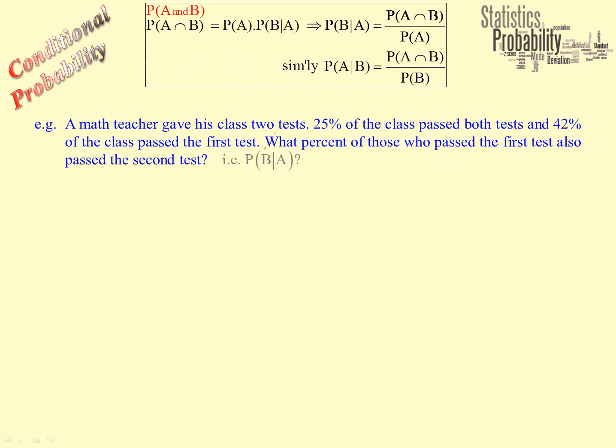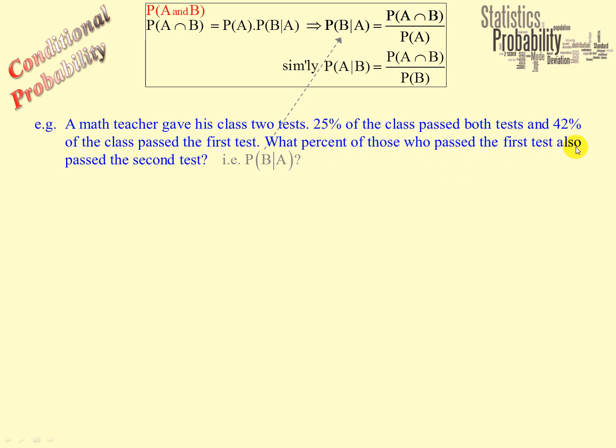An example: a teacher gives his class 2 tests. 25% of the class passed both tests and 42% of the class passed the first test. What percent of those who passed the first test also passed the second test? Very difficult to guess this one, but it's very straightforward if you just use the formula. And there we are. We've been asked for P of B given A.